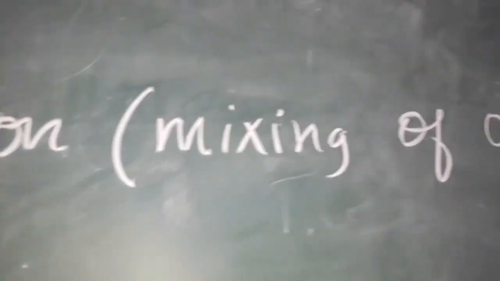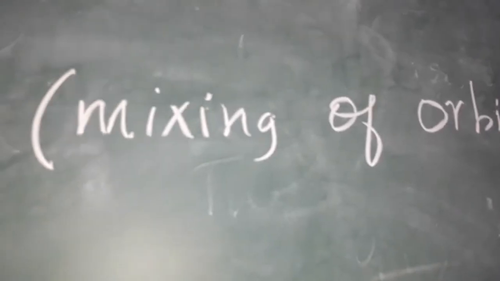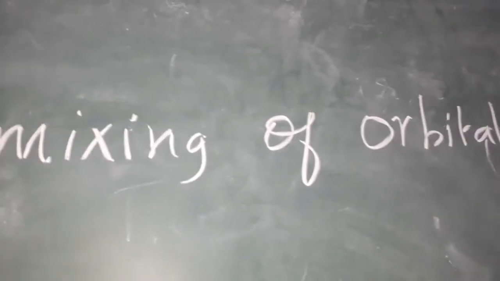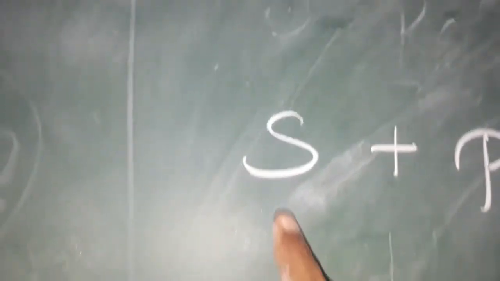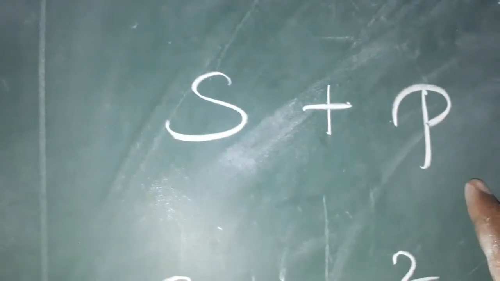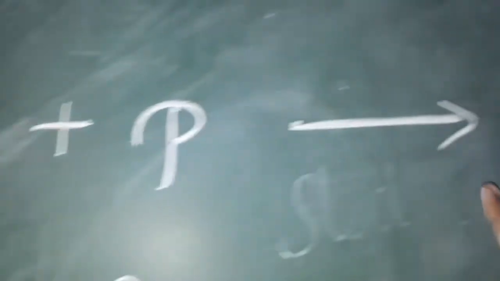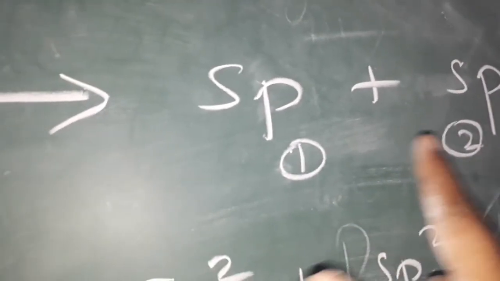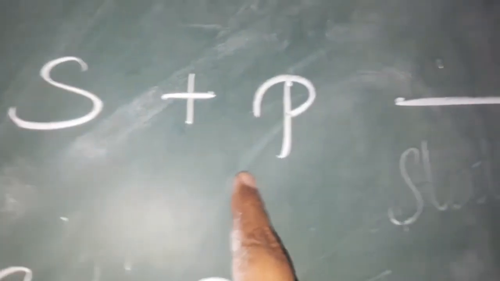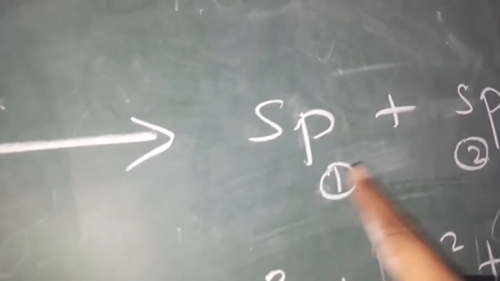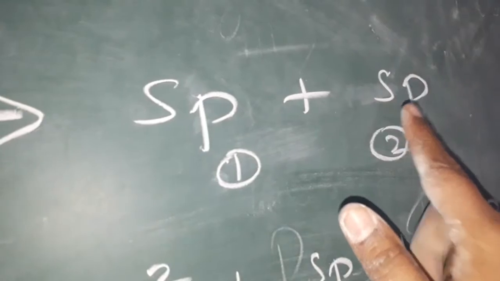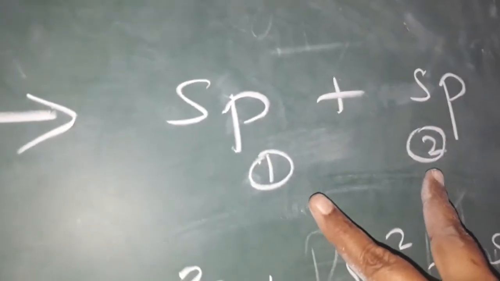Now we are going to learn hybridization. What is hybridization? It means mixing of orbitals. Orbital overlap means just joining of orbitals, but hybridization is called mixing of orbitals. Mixing of orbitals means an s orbital and a p orbital, two orbitals, we are going to mix them. We get two orbitals, sp plus sp. sp means one hybridized orbital and another hybridized orbital sp. So two orbitals joined means we get two hybridized orbitals.